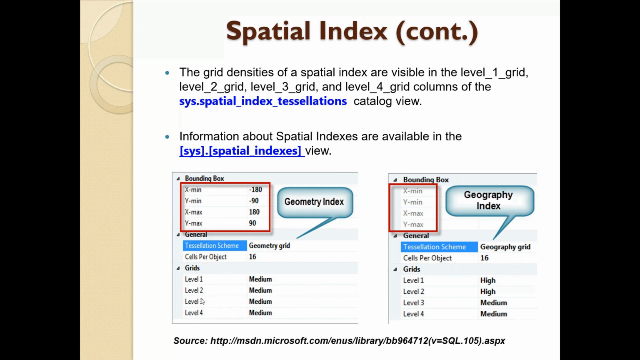And you can see here level 1, 2, 3, and 4 are medium type of spatial indexes. So that's how you can look at it. And then you have the geography index here. There's no bounding box for that. Remember, it was null. And then you can see cells per object is 16. And that's how you can read the information from a geospatial table that has a spatial index on it.